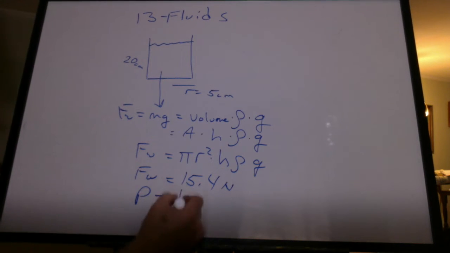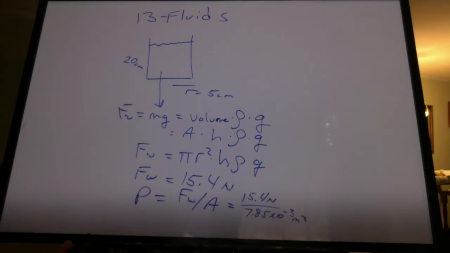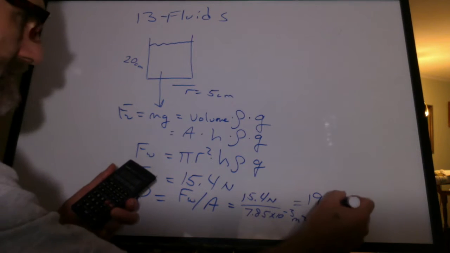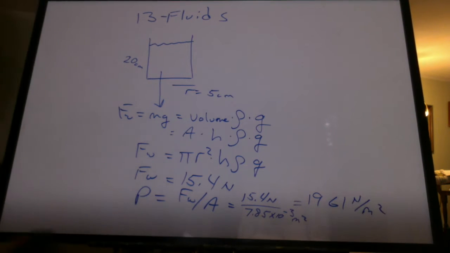The pressure is the force per area. So you have 15.4 newtons per that area, that's the pi r squared, and we're going to get a pressure of 1,961 about, and that's newtons per meter squared.